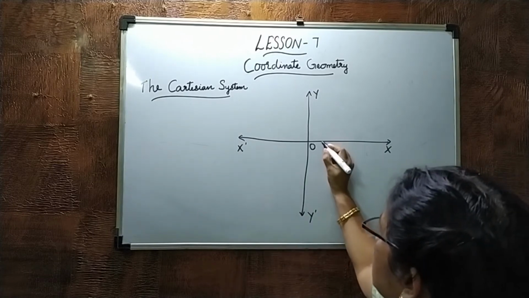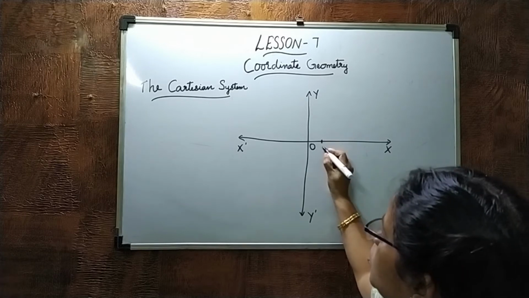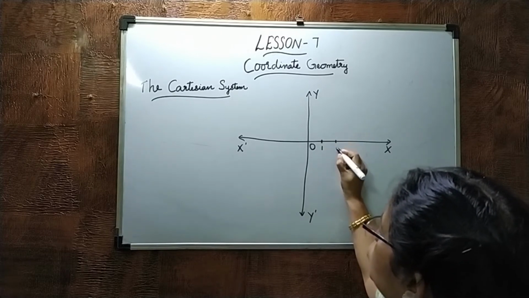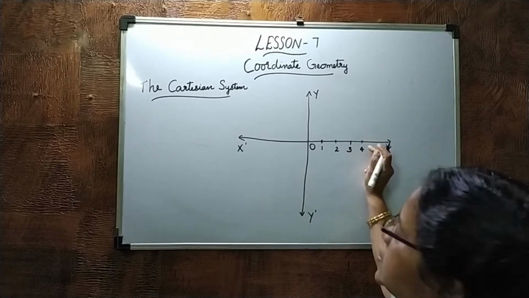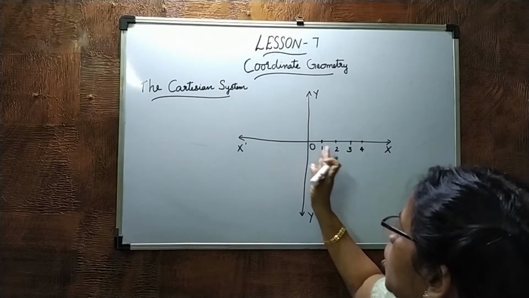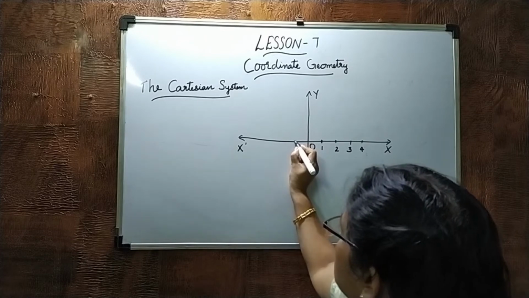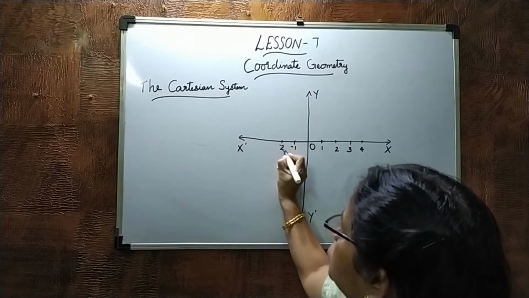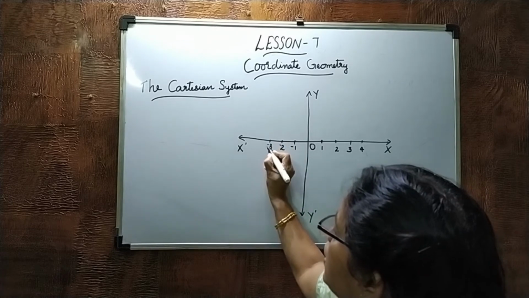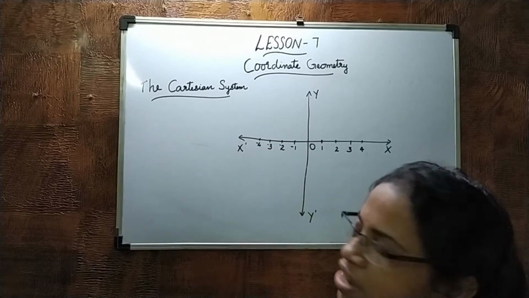Then here we will write for the first one unit 1, then 2, then here 3, then here 4, etc. It goes on. On the opposite side, it should be a negative sign. At the first one unit, it will be -1, then -2, then -3, then -4, etc.